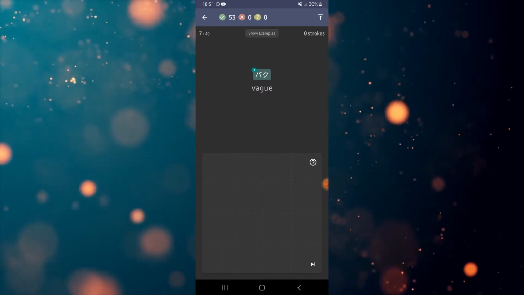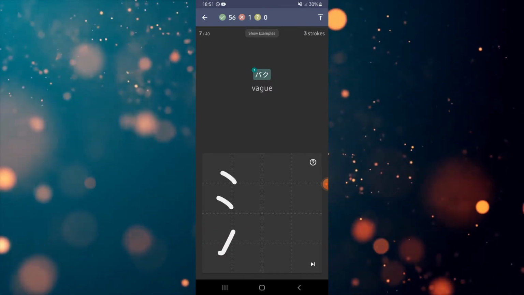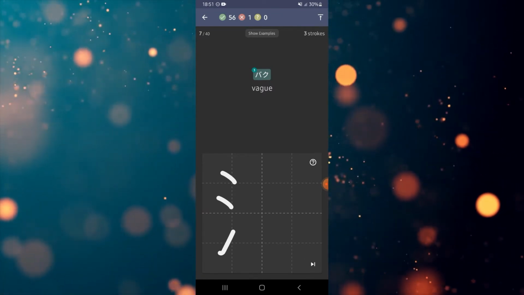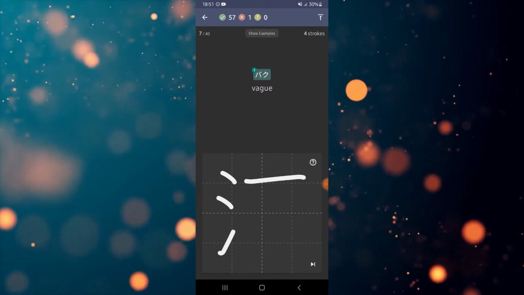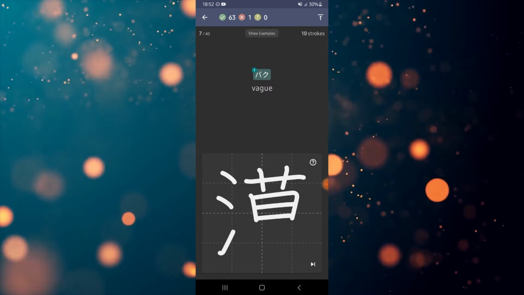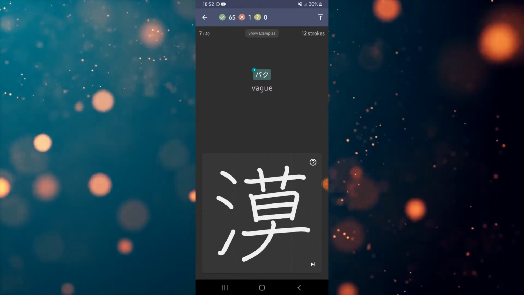Vague. So this one I pictured a Range Rover Vogue going to the graveyard, splashing water. So I've drawn the water. I'm going to now draw for graveyard. So what is graveyard? It is a flower and above it the kanji symbol for day, which is above the kanji symbol for large.